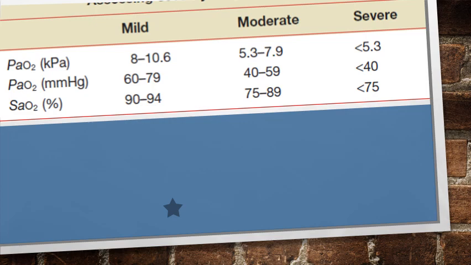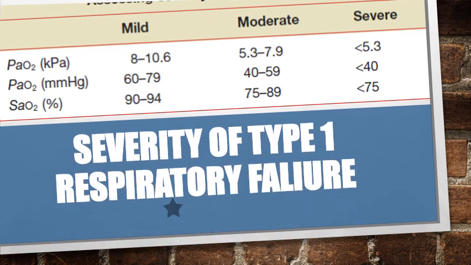There are grades of hypoxemia or type 1 respiratory failure. This table shows the grades of type 1 respiratory failure. We have 3 grades: mild, moderate, and severe.